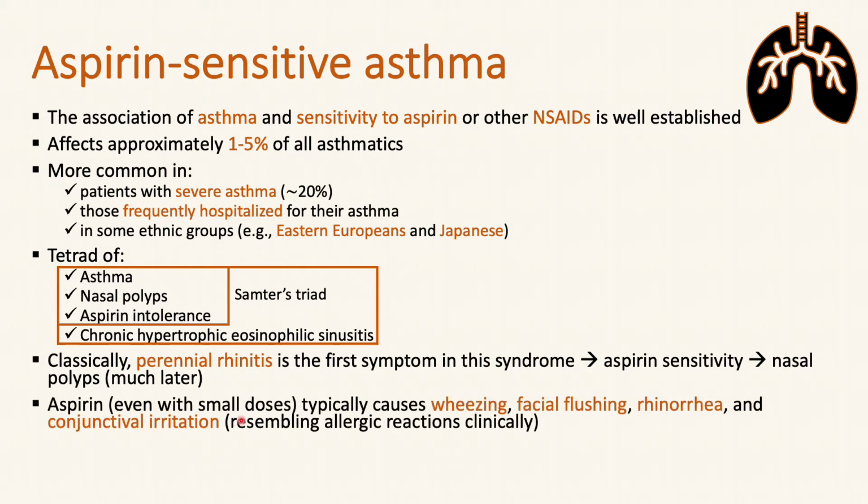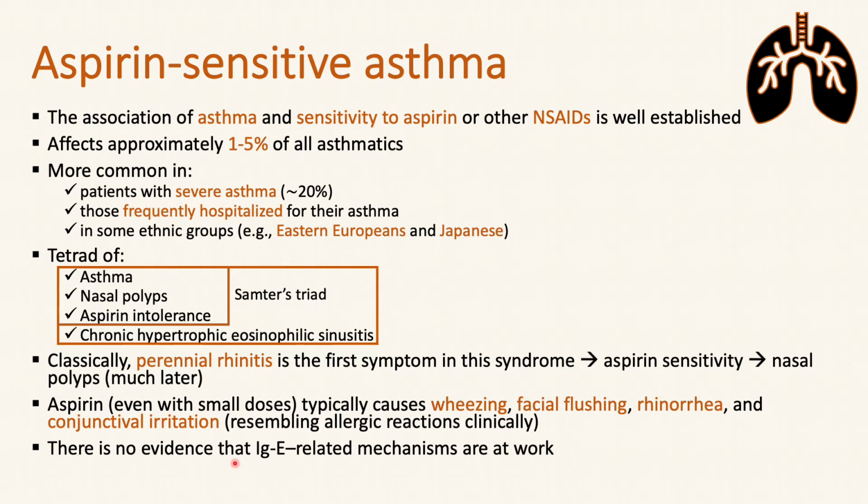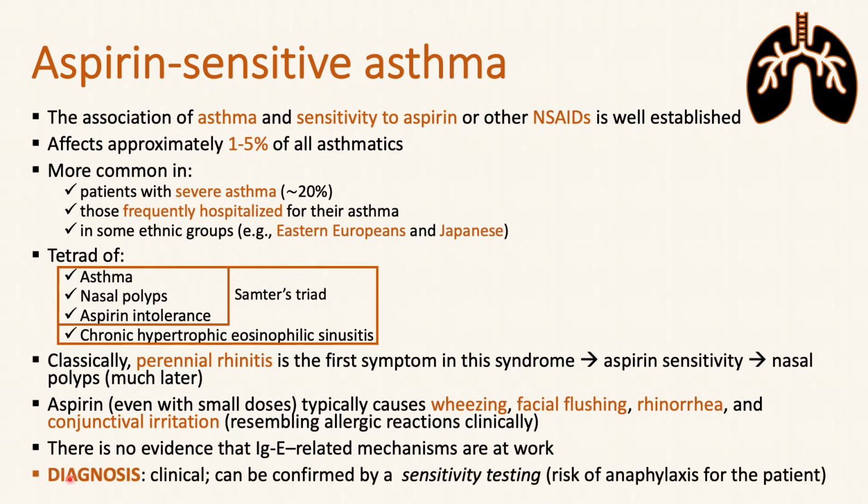Aspirin, even in small doses, or any other NSAID, typically causes wheezing, facial flushing, rhinorrhea, and conjunctival irritation, resembling any allergic reaction. So it can be really hard to distinguish between the two, especially at the early course of the illness. And pathophysiologically, there is no evidence that IgE-related mechanisms are involved.